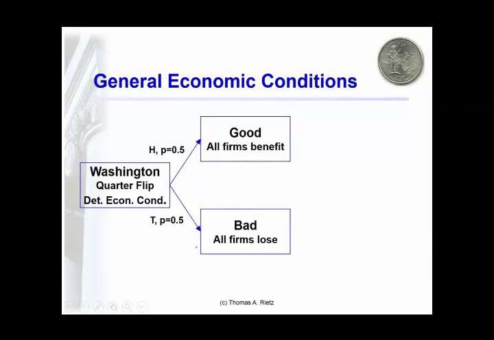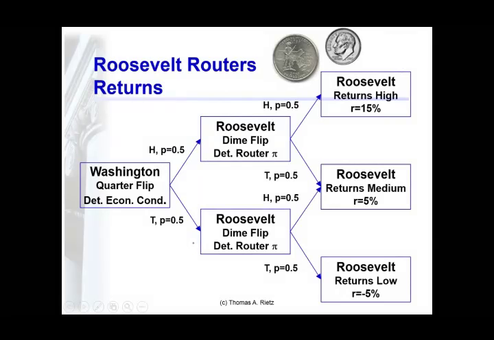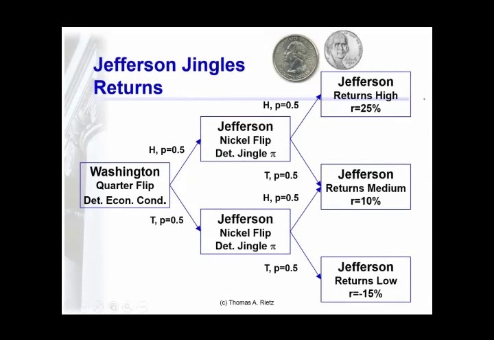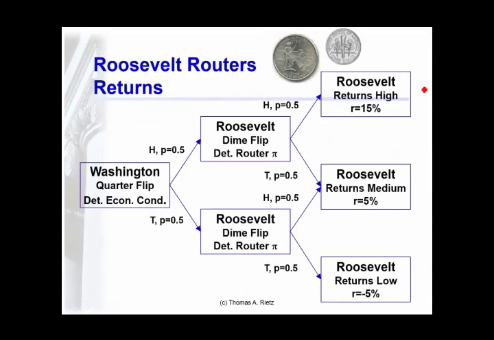Then individual companies like Roosevelt Routers, represented by a dime flip, will either make good strategic decisions or bad. If the economy is good, and Roosevelt Routers makes good decisions, probability a half, then Roosevelt Routers will have a high return of 15%. Probability that the economy is good, a half, times the probability of good decisions, a half, is a quarter of the time, we'll end up here.